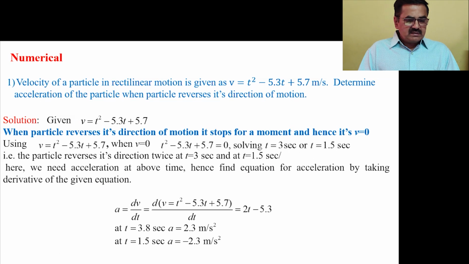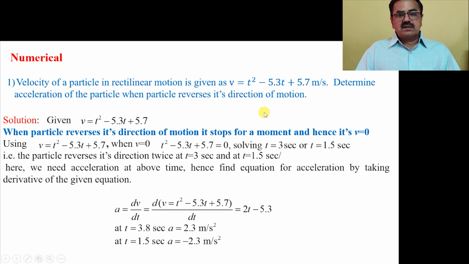So I will read the statement of the problem. Velocity of a particle in rectilinear motion is given as v is equal to t square minus 5.3 t plus 5.7 meter per second. Determine the acceleration of the particle when the particle reverses its direction of motion. So here the very important thing is the given condition. Find acceleration when the particle reverses its direction of motion.